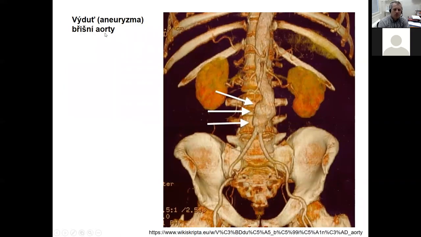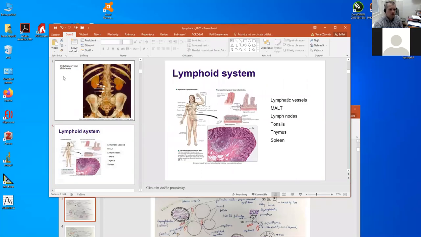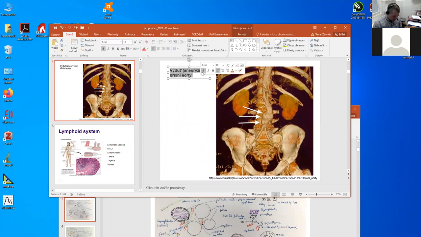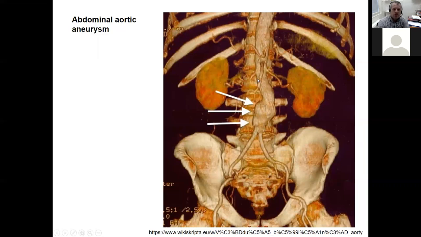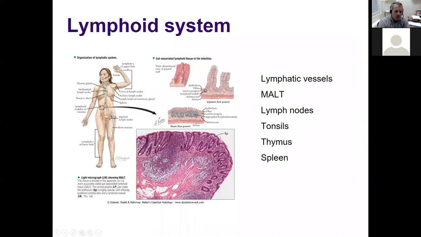Sorry for the Czech labels. It should be aneurysm of the abdominal aorta. Let me check it. In English, it's called abdominal aortic aneurysm, and it really results in a dilation of the aorta, typically in this subarenal position, and the rupture could be one of the consequences. I believe Albert Einstein died of this abdominal aortic aneurysm.